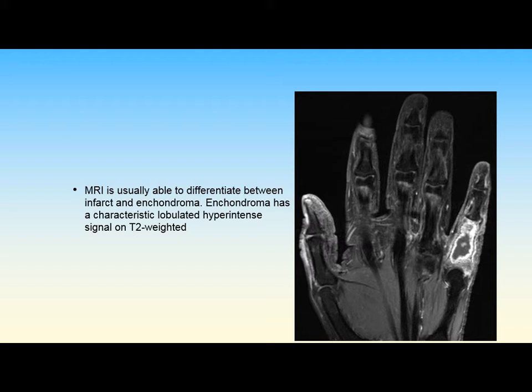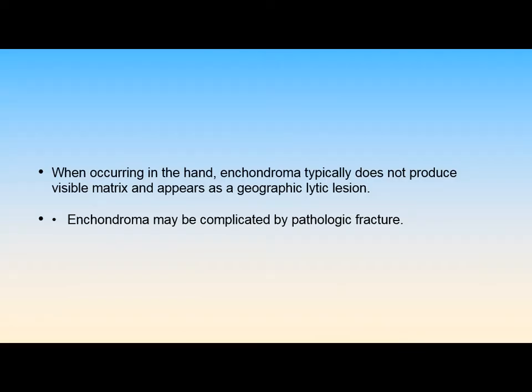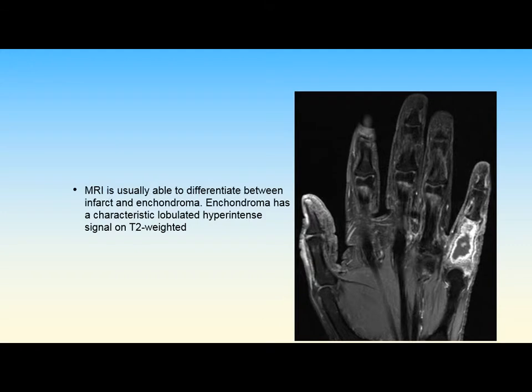This is what we see in the hand. What do we see? Explain. We can differentiate it from medullary bone infarction. In T2 we see a hyperintense margin in the enchondroma, while in medullary bone infarction we don't see this hyperintense margin.